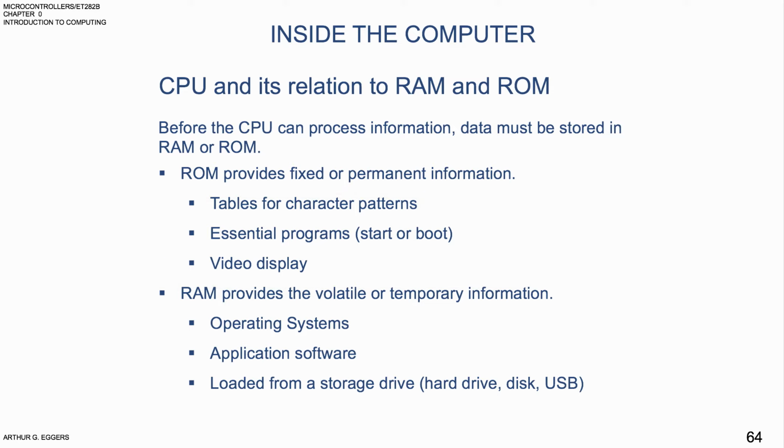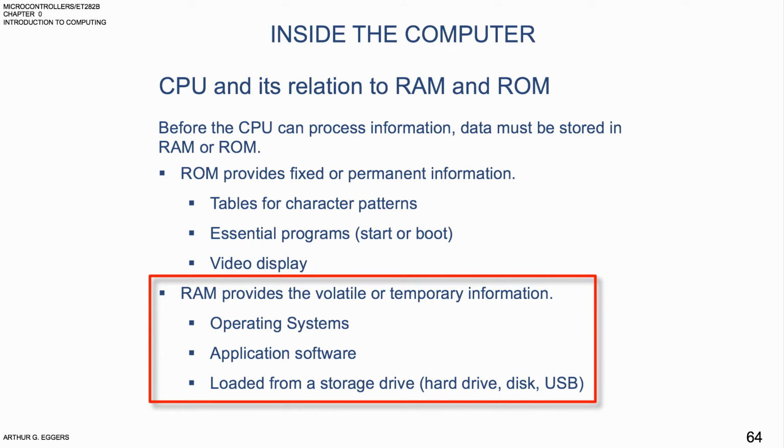In contrast, RAM stores temporary information that can change with time, such as various versions of the operating system and application packages such as word processing or text calculation. These programs are loaded from the hard drive into RAM to be processed by the CPU.